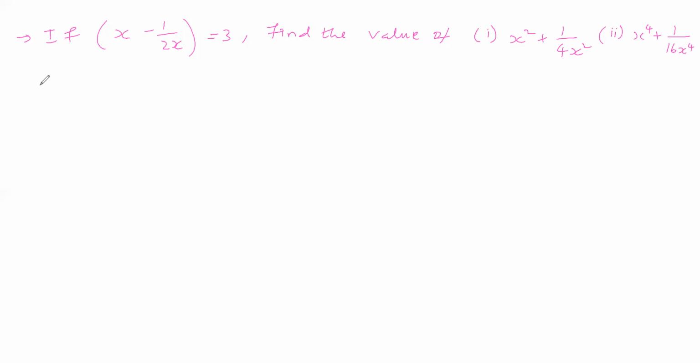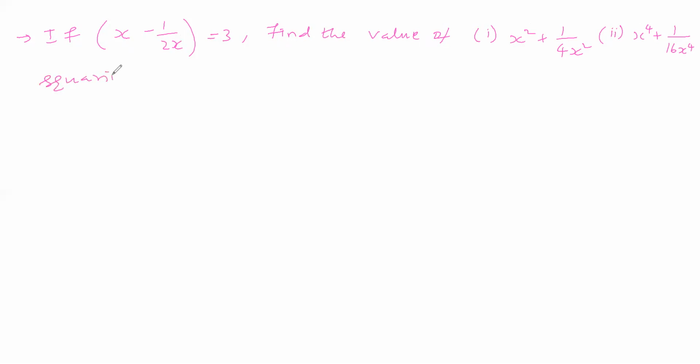If x minus 1 by 2x is equal to 3, then find the value of the first subdivision, x square plus 1 by 4x square, and the second subdivision, x power 4 plus 1 by 16 x power 4. How to find the first one, we'll see, for which we'll square this one on both sides.